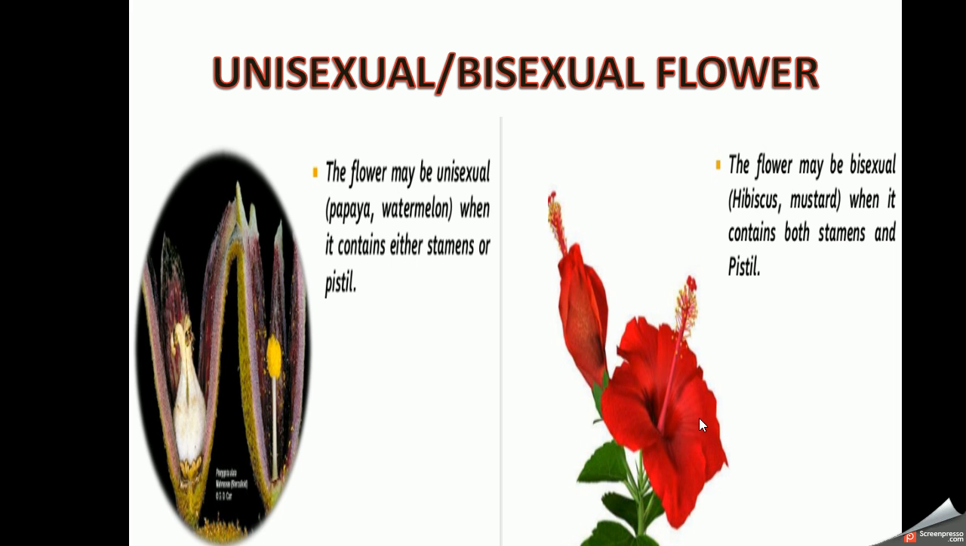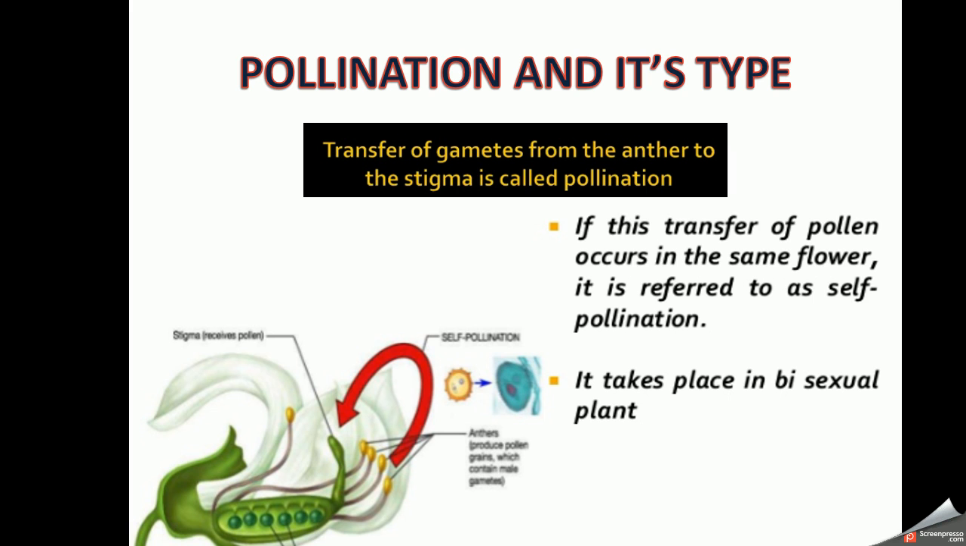But coming to the bisexual examples, you can take hibiscus, mustard, and they have both male, this is the male part and this is the female part. So both male and female parts in the same flower. That is about bisexual flower. Example, hibiscus and mustard.